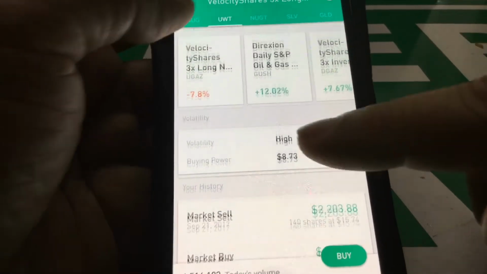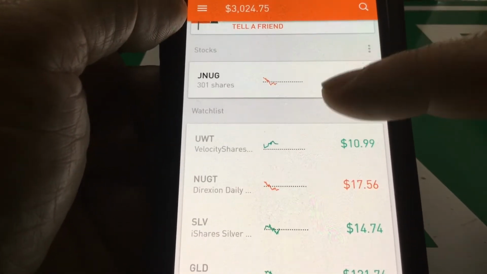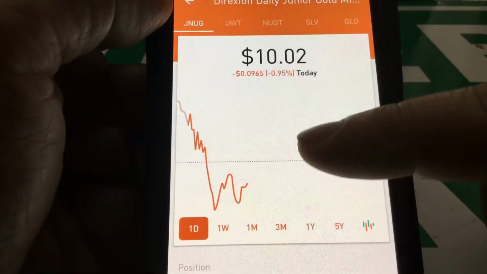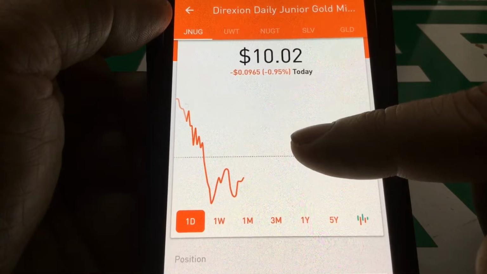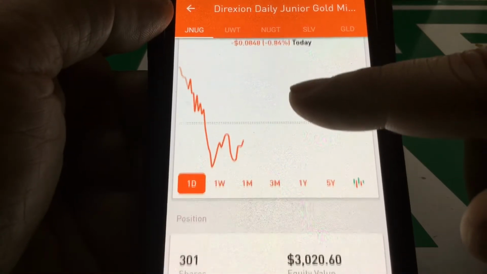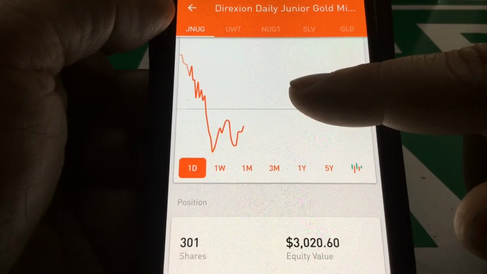But you can go back here. And the one I own is this one right here, the junior miners. Right now, as I record this, it's at $10 a share. So I'm going to do a trade just to show you how it works. So I have 300 shares.